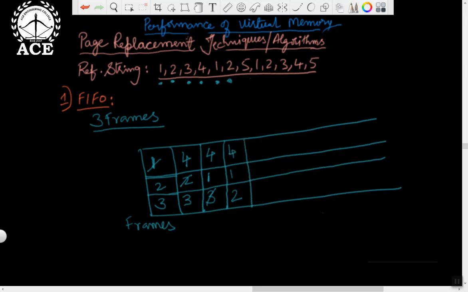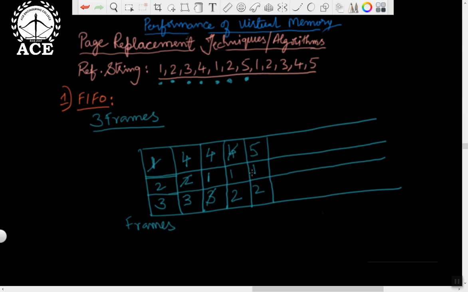Next we refer 5, which will cause a fault because 5 is not present. So who is the victim? Decide: 1, 2, then we brought 4. Among these, two are the latest ones to come. So in place of 4 we'll bring 5. Then 1 and 2 as they are. Remember, 1 is the first one, then 2, then 5, in this order.